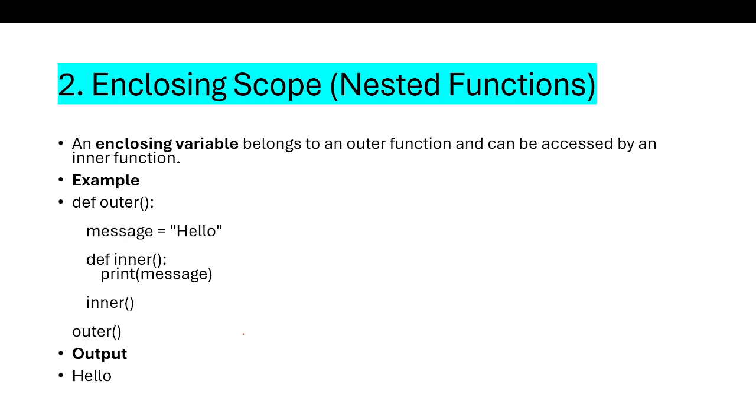Next one, enclosing scope, nested function. An enclosing variable belongs to an outer function and can be accessed by the inner function. So first we define the outer function, and the message is hello. Then the inner function, this is a nested function, and the message will be printed. Then call the inner function and then the outer function. What will be the output? Hello will be printed.